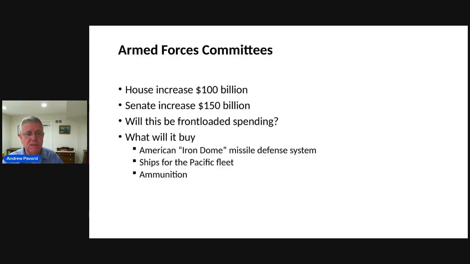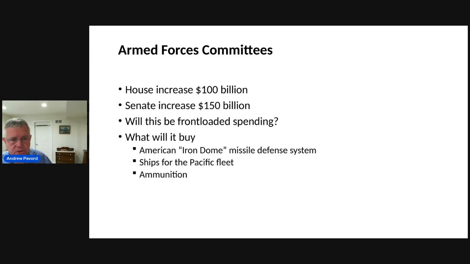The other increase in spending that is specified in the budget resolutions, the draft budget resolutions, is for the Armed Forces Committee. The House wants them to increase spending by $100 billion, the Senate by $150 billion. And one big question about this is, will this be front-loaded? Because that's over 10 years. And so they could put more money up front and then not later on, as long as the 10-year total balances out.